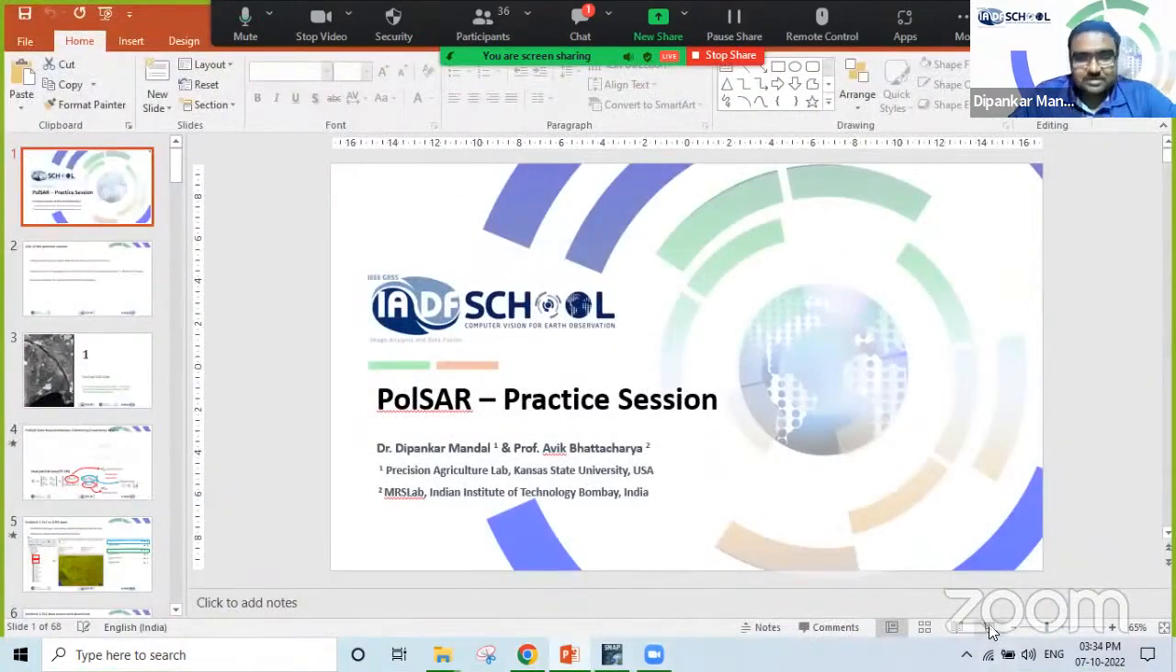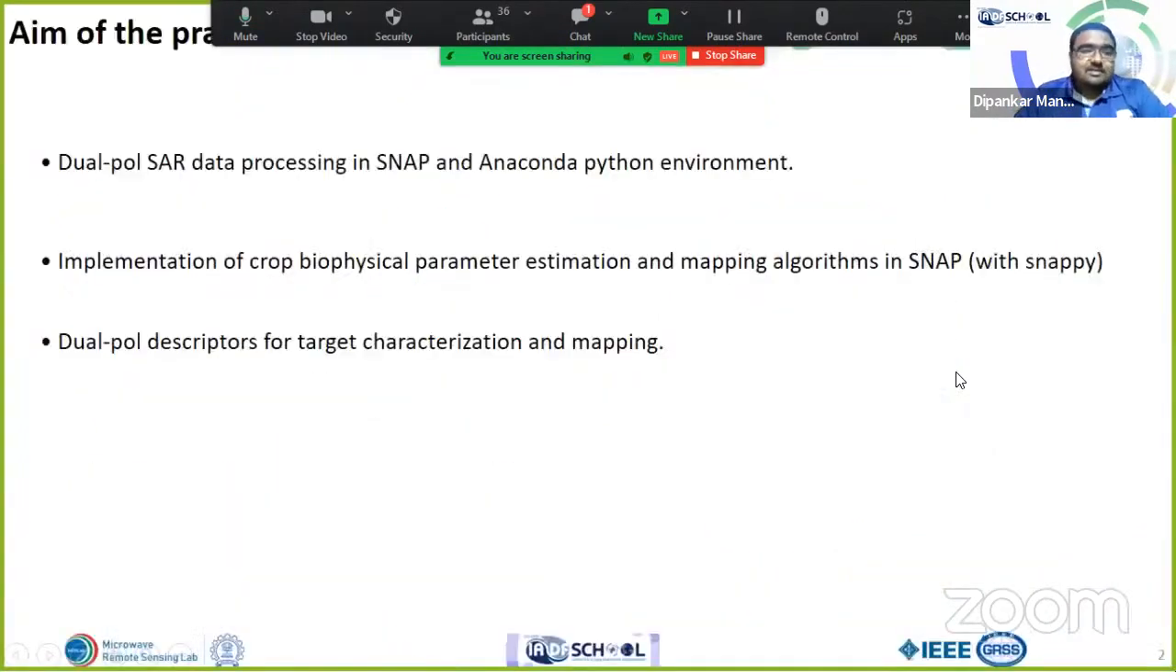Now coming to our slides. The main aim of this practice session is to utilize dual-pol SAR data and its processing in SNAP and the Python environment. We'll implement crop biophysical parameter estimation pipelines, and we'll try to map these biophysical parameter algorithms in SNAP. At the final stage, we'll also utilize different tools to generate dual-pol descriptors, which were already shown by Professor Bhattacharya in his lectures, and which can be utilized for further studies.